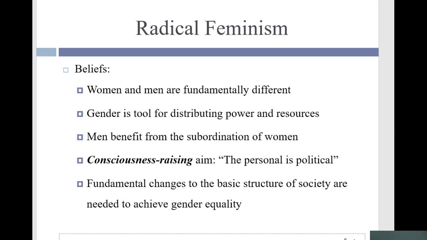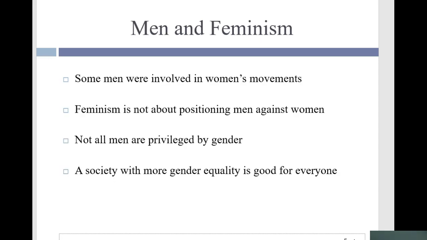Radical feminism is the belief that men and women are fundamentally different, and gender is a tool for power and resources. Now look at the difference between these two theories as you start reading, to understand it at a deeper level. Some men were always involved in the women's movement, and men are feminists as well as women.